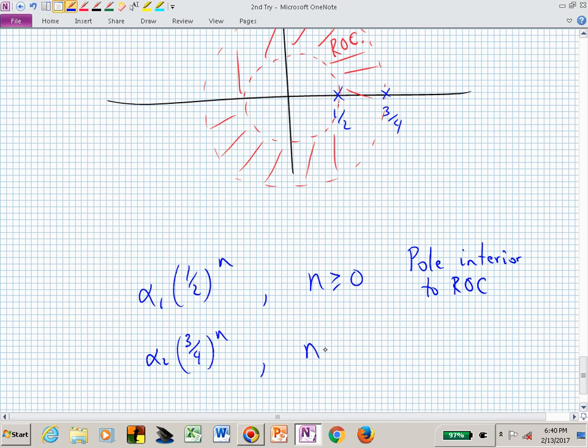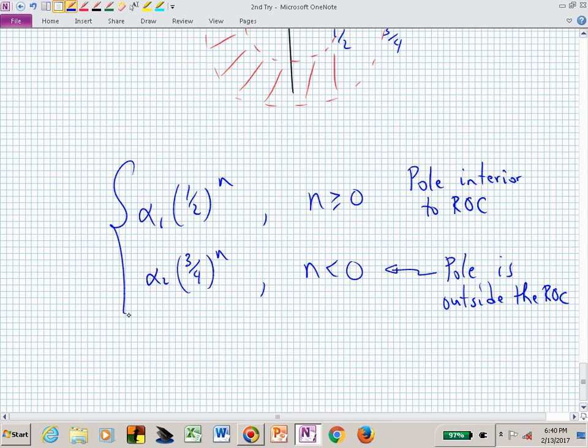So this is true for n less than 0, and this one is for the pole that is outside the region of convergence. And so in this case, x of n is made up of two pieces. The right-sided piece is relative to the 1/2 pole, and the left-sided piece is due to the 3/4. Now what can you tell?